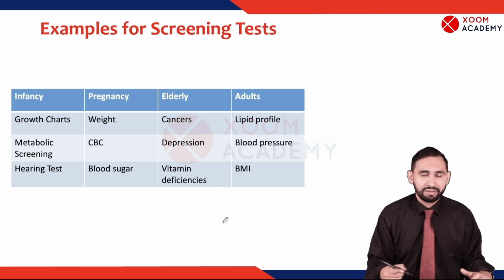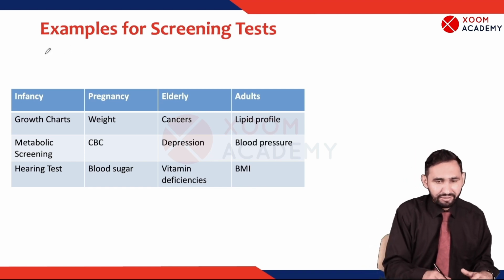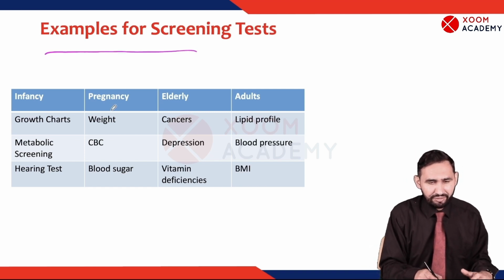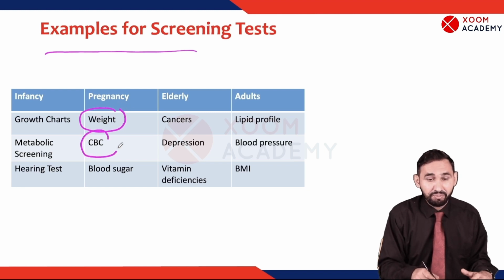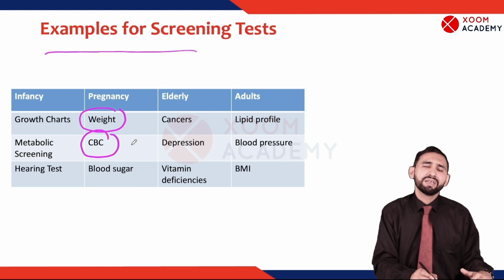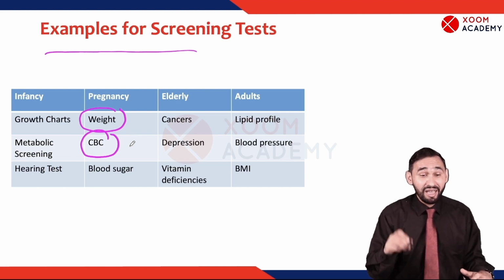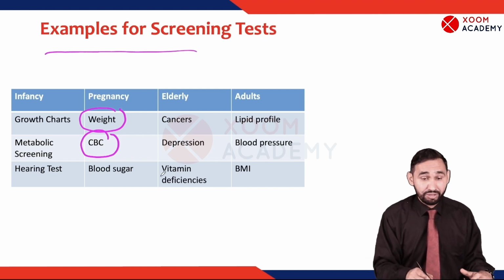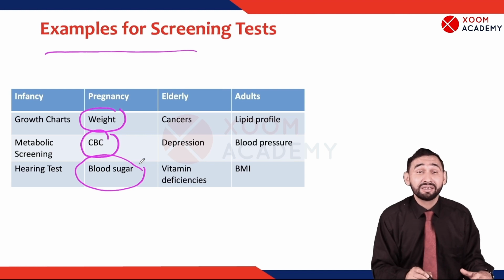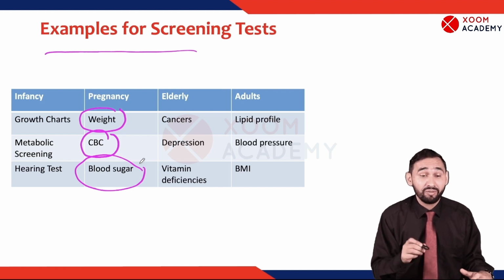These are the examples of various screening tests. Like in pregnancy, you check weight and complete blood count. Why weight and complete blood count? Because in pregnancy, weight increases and hemoglobin may decrease. Blood sugar may also increase during pregnancy and can cause gestational diabetes. So we can do these tests during pregnancy: weight, complete blood count, and blood sugar.